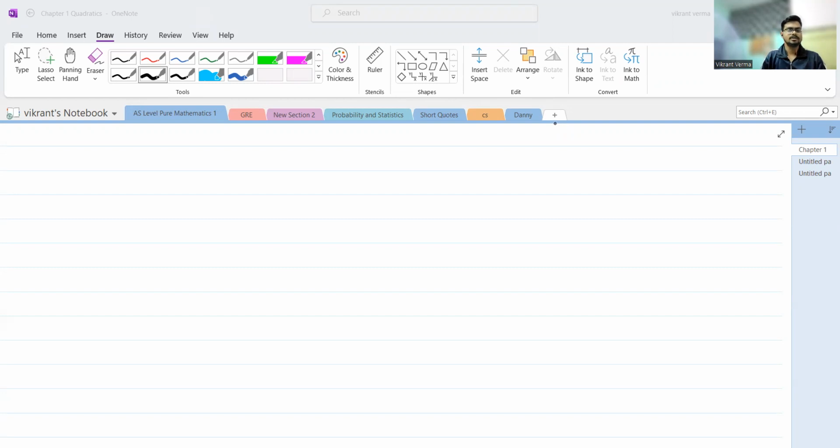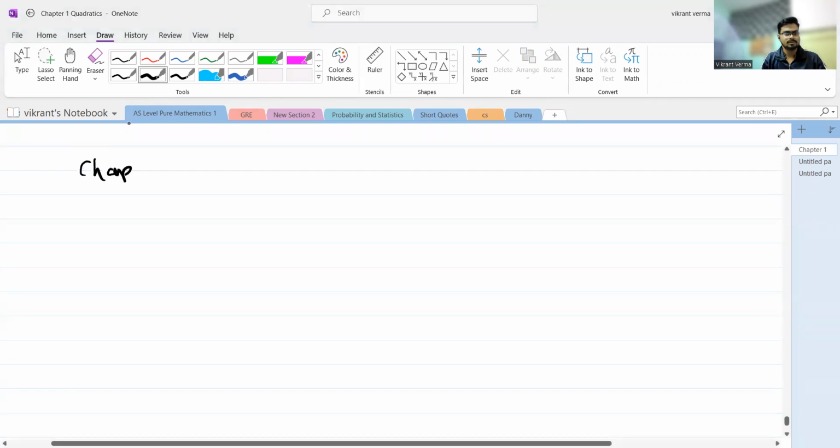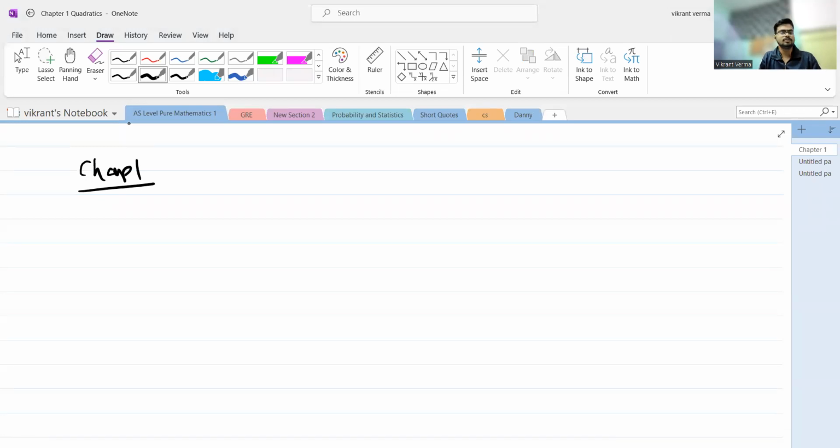Today we are going to start our first chapter from the textbook of Cambridge AS level mathematics, and it is probability and statistics, part one. It is for paper one. The first chapter, chapter one, is about the representation of data.